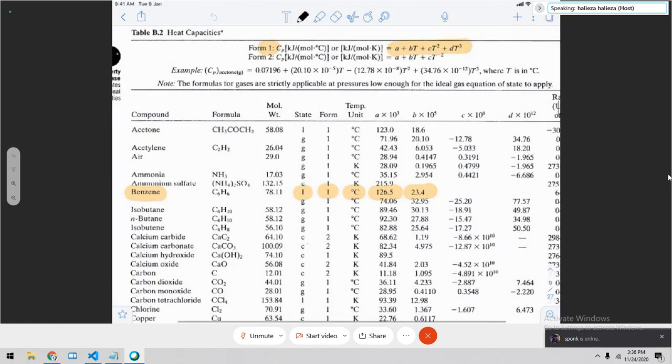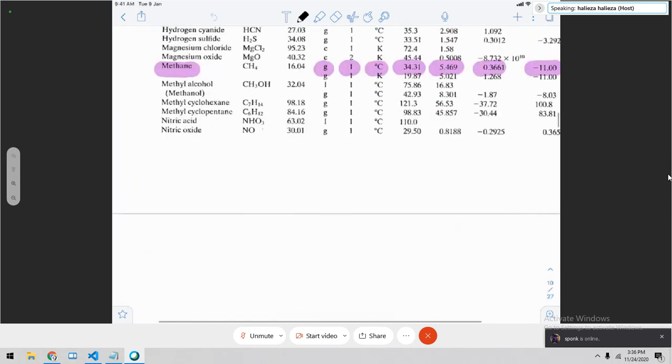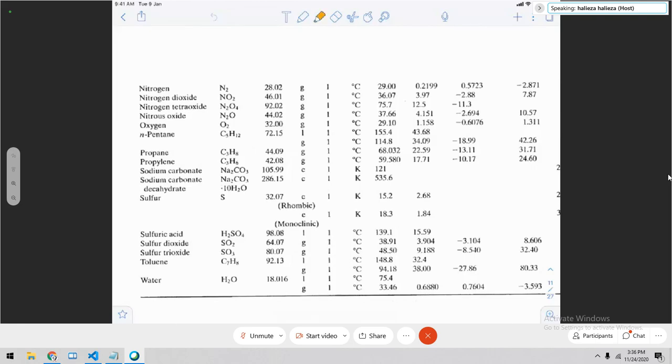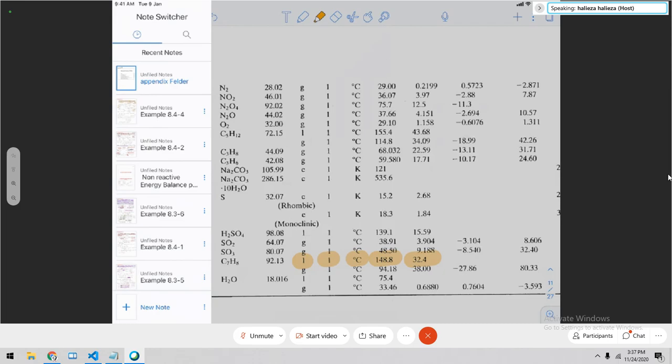For toluene, it's going to be somewhere near the bottom of the table. Okay, there it is. That's toluene. This is your liquid toluene. We're interested in liquid. We're not looking at vapor. The first form, the unit of temperature, 148.8, 32.4. Okay, just remember that. Then let's go back to our example.